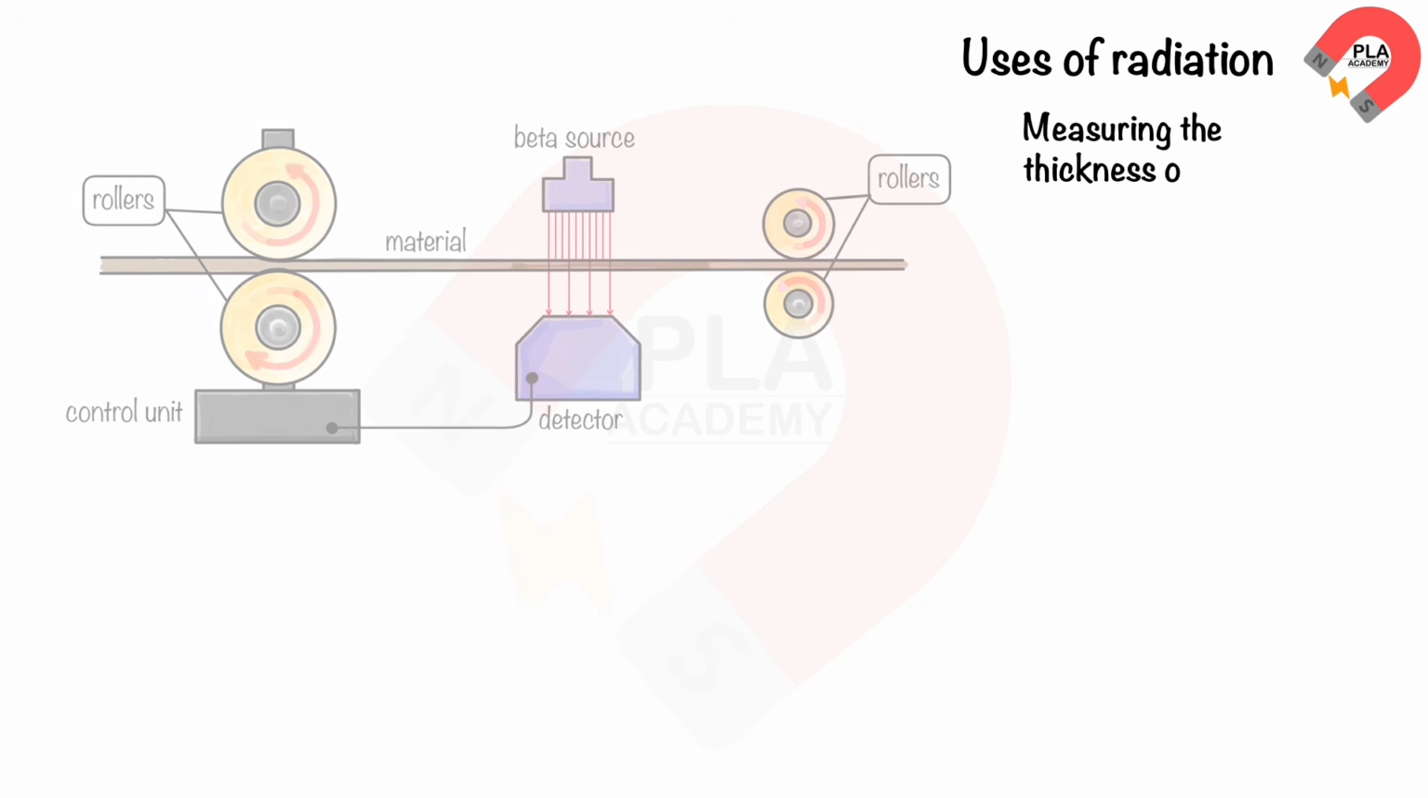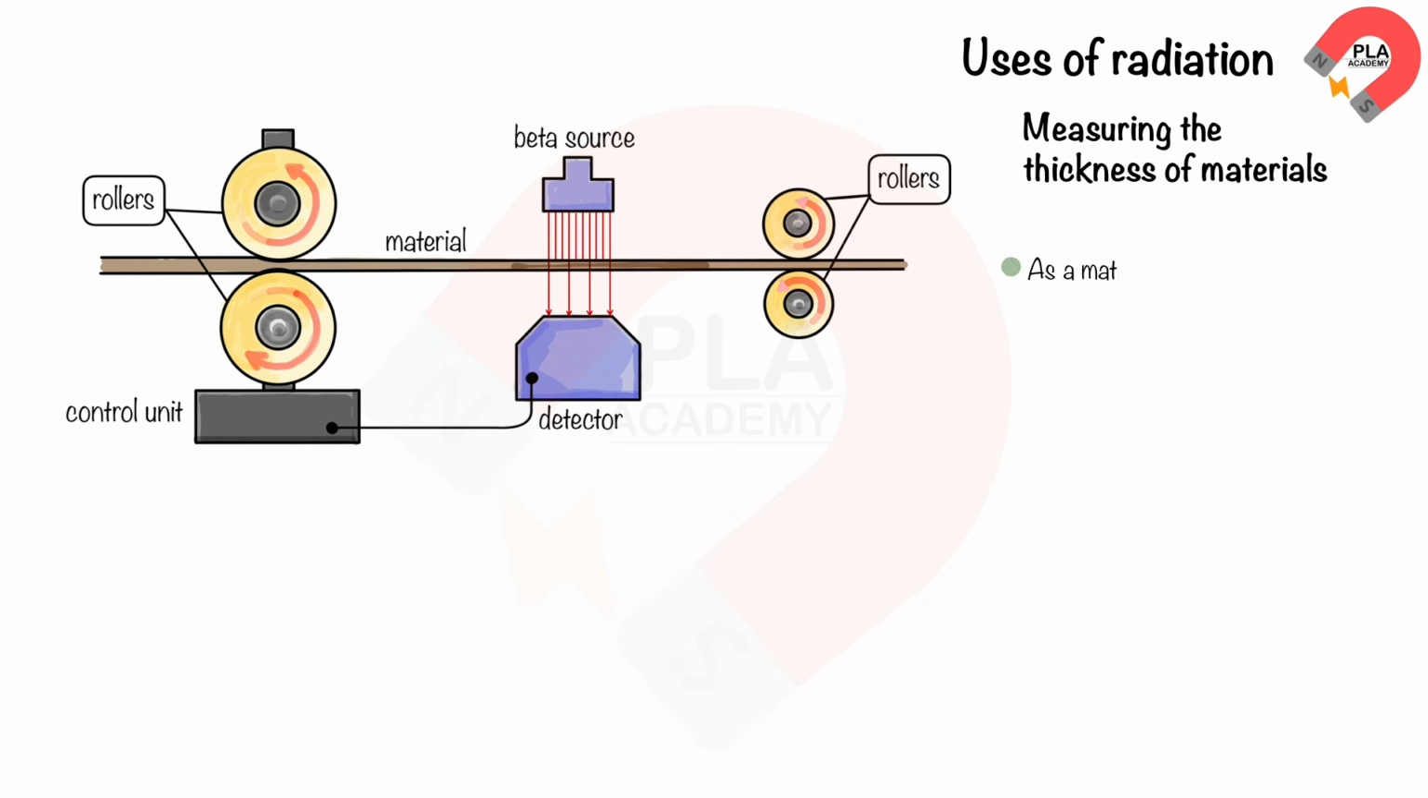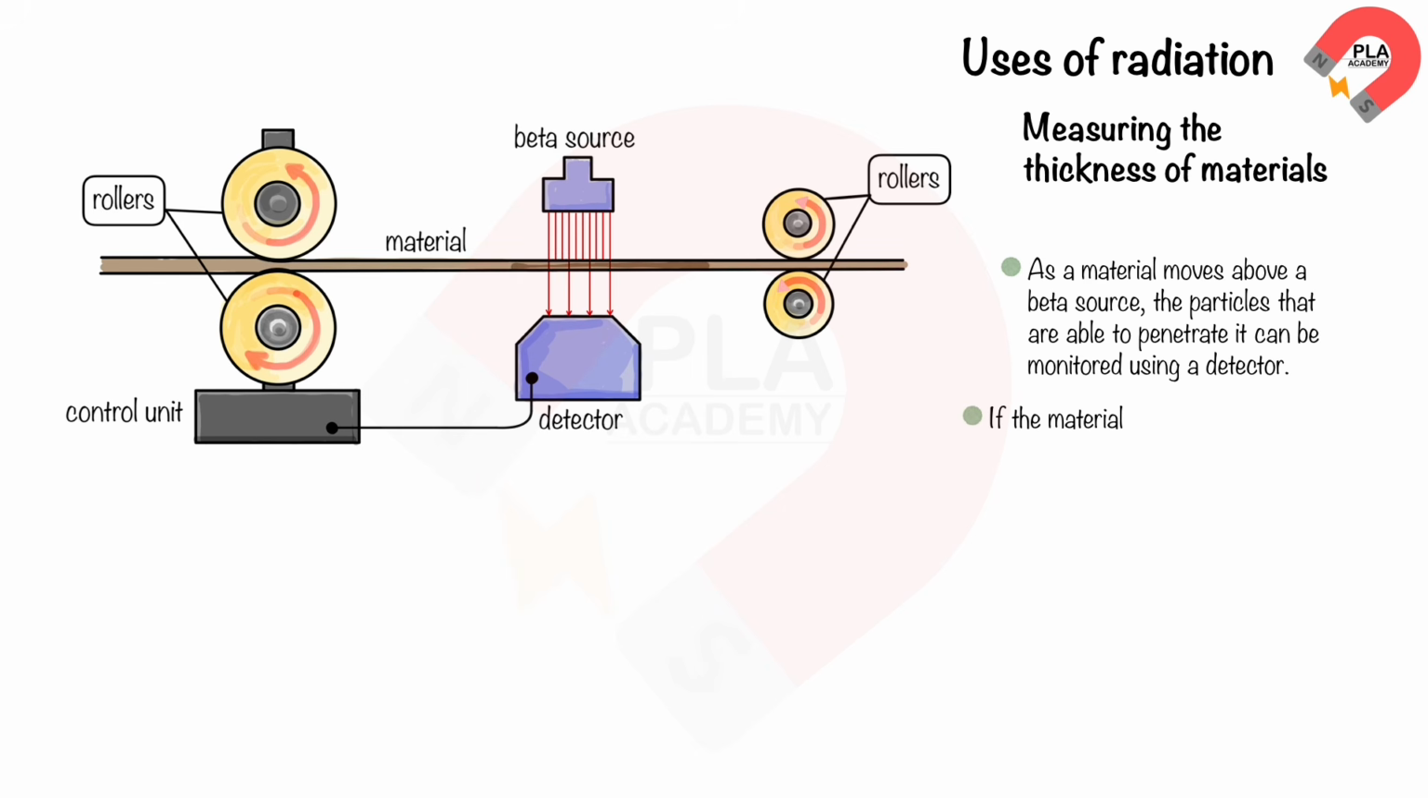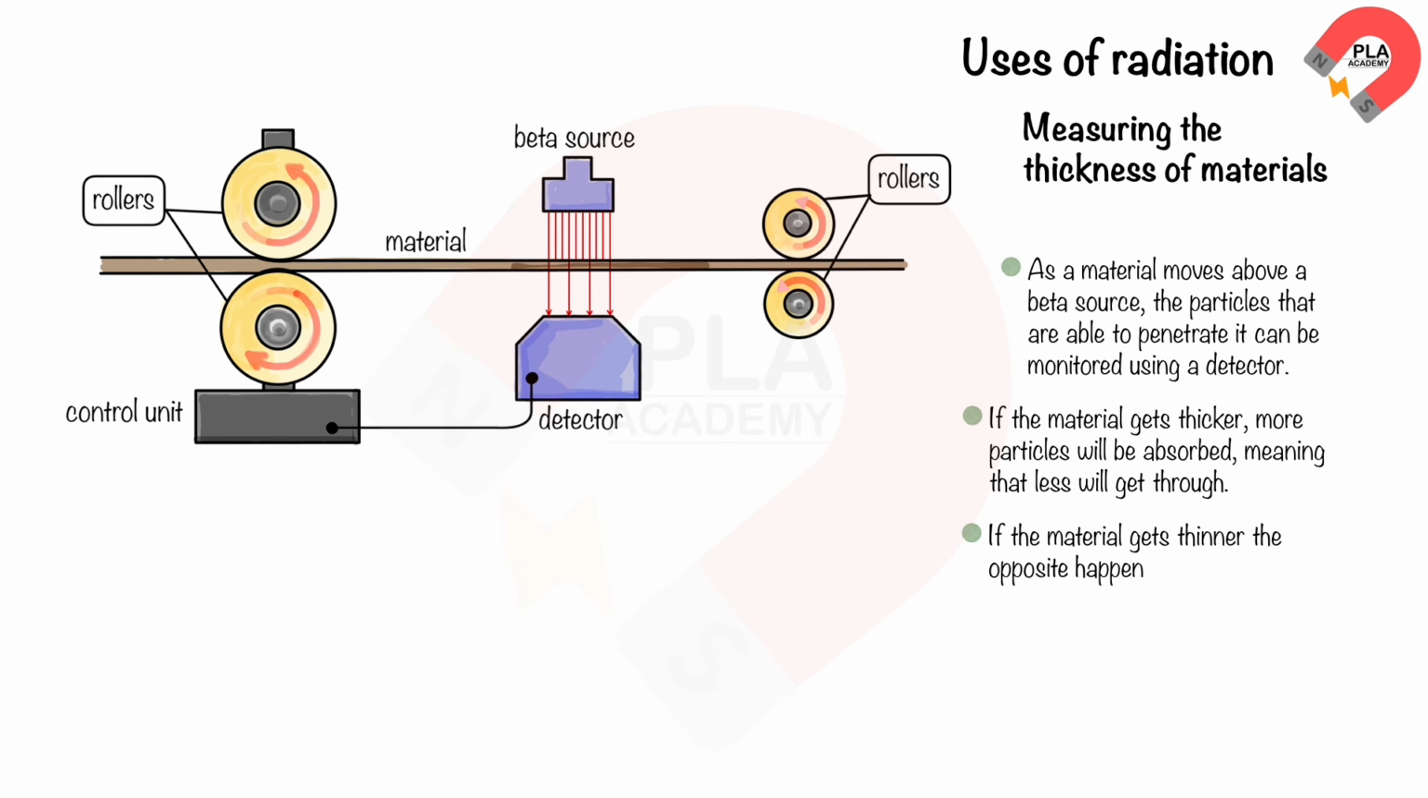Measuring the thickness of materials. As a material moves above a beta source, the particles that are able to penetrate it can be monitored using a detector. If the material gets thicker, more particles will be absorbed, meaning that less will get through. If the material gets thinner, the opposite happens. This allows the machine to make adjustments to keep the thickness of the material constant.